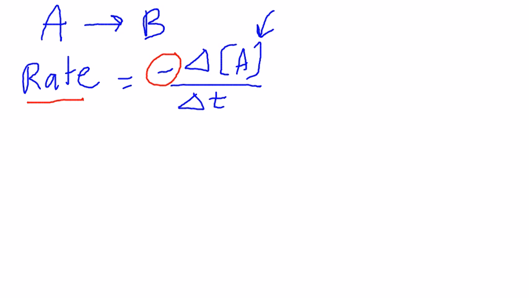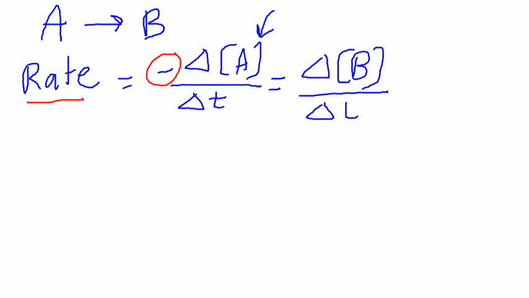The other thing I could do is I could watch the appearance of B over time. Notice here that this B change over time lacks the negative sign that A does. And that's because B is forming. It's a positive concentration change over time. The negative sign means that I'm watching A disappear. The fact that there's a positive or just no sign shown over B means that it is appearing.